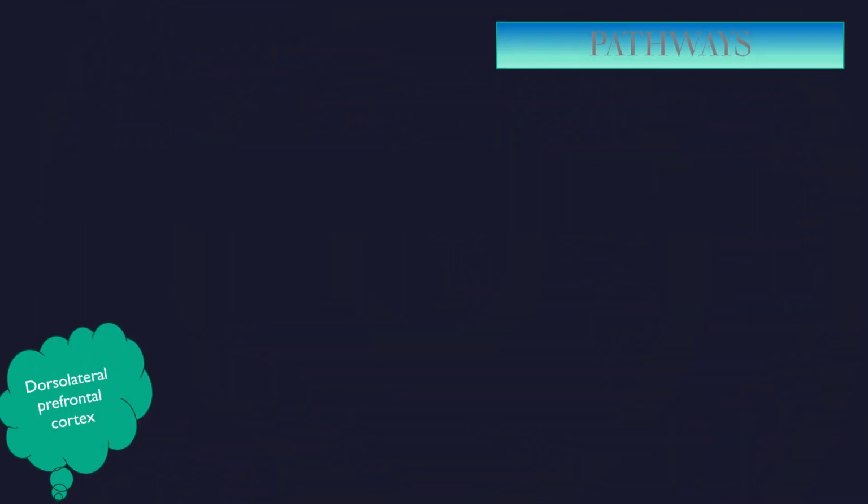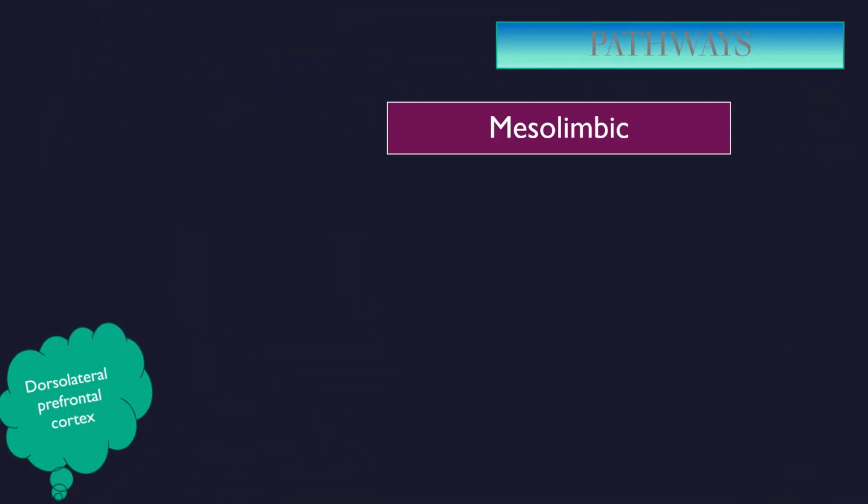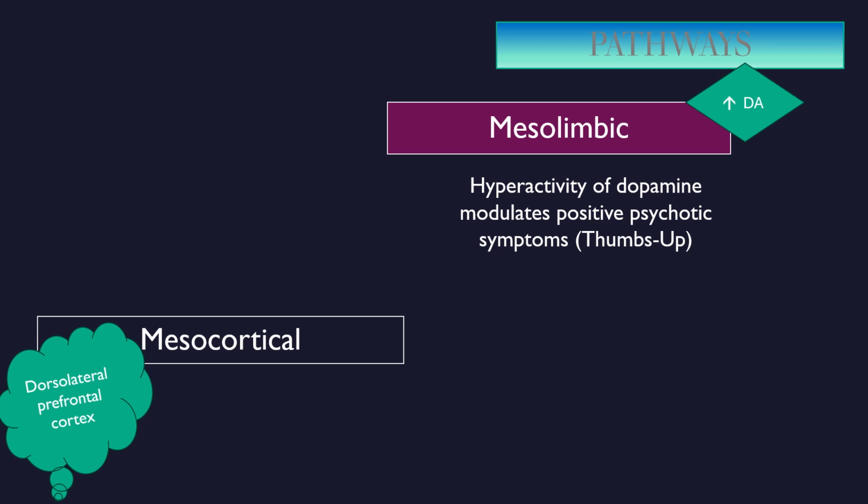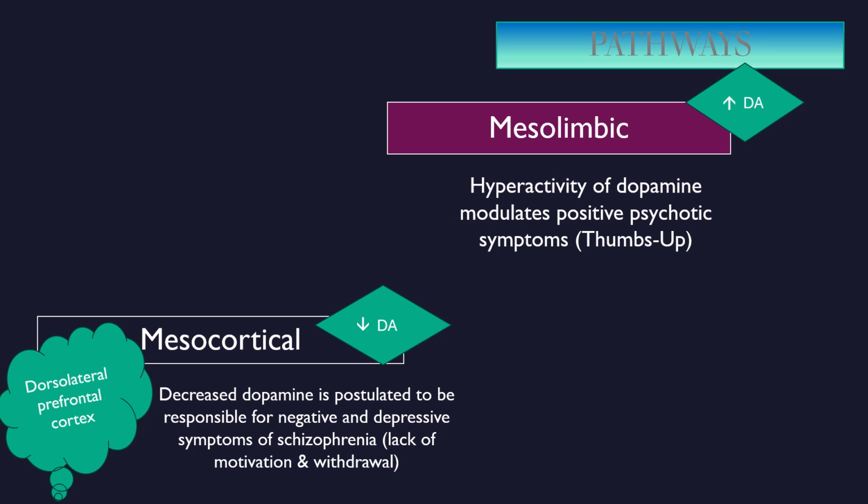The dopamine pathways. The mesolimbic is affected by an increase in dopamine. Hyperactivity of this dopamine serves to create positive psychotic symptoms. The mesocortical is affected by a decrease in dopamine. This leads to negative and depressive symptoms of schizophrenia with its lack of motivation and withdrawal tendencies.